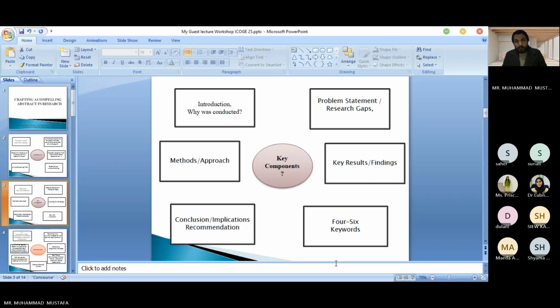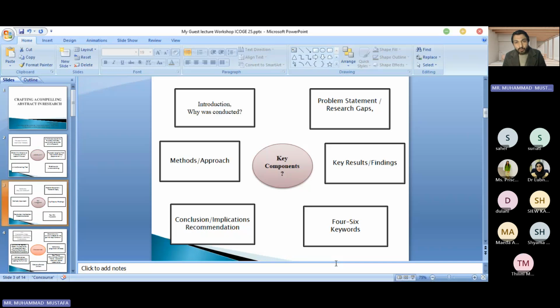There are some key elements of a good or compelling abstract, we can call them the components of a good abstract. So first of all, the introduction is very important. It is basically a single paragraph. So first of all, the introduction of the topic is given in a single sentence. Why was the whole research conducted? What was the main reason for conducting the research?